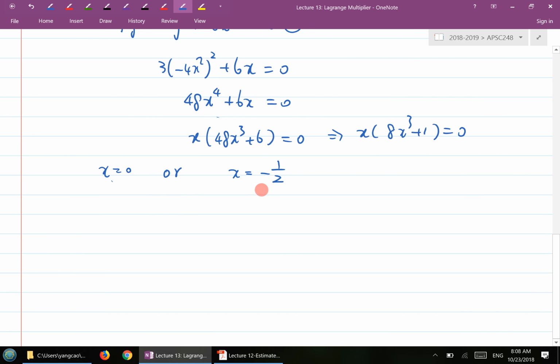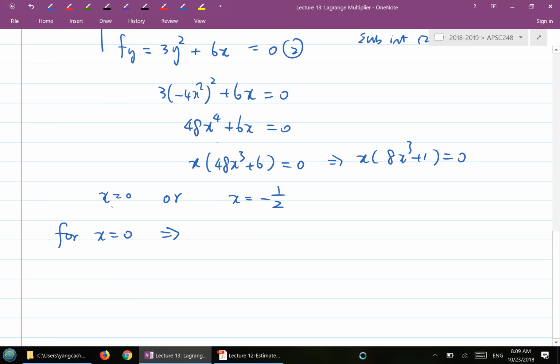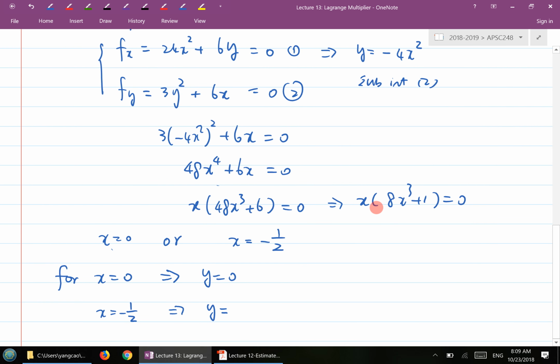Okay, so there are two solutions here. Then we look at the first one. If x equals 0, what is the corresponding y value? Basically, we got 2 critical points. Now we can substitute x into any one of the equations over here. That gives you y equal to 0. If x equals negative 1/2, and then substitute, let's say, into the second one, you get y equal to negative 1.